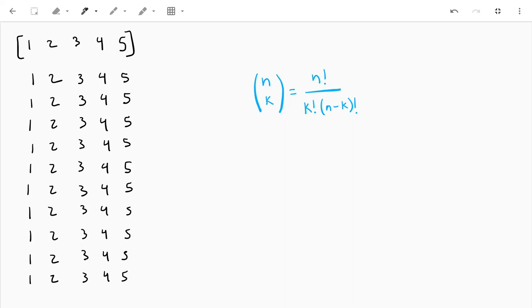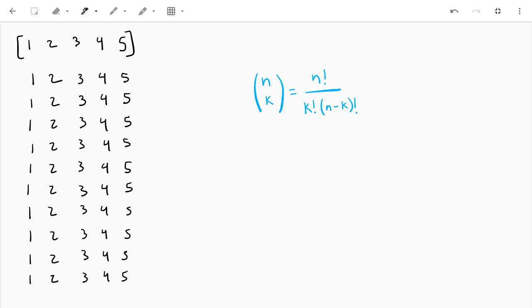So the question is, given a pitch class set with some number of elements, we know now how to find the number of subsets of a particular size. And we use this formula, the binomial coefficient, in order to do that. The question now becomes, how do we determine the actual content of all of those subsets?